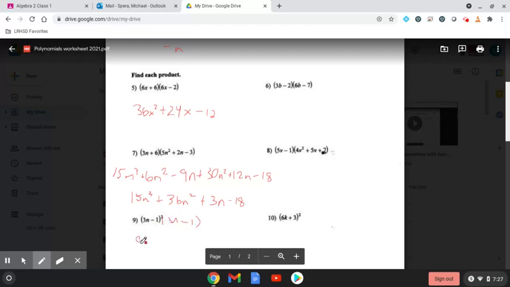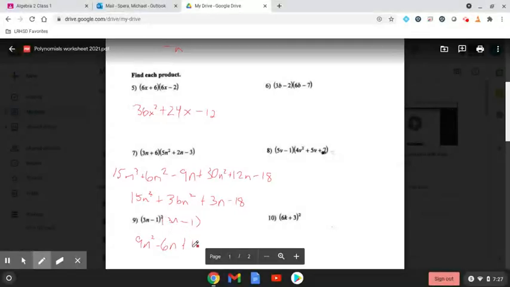So first terms would give me 9n squared, minus 3n minus 3n. So that's negative 6n, right? I just did the outside and inside terms together. And then the last terms, plus 1.